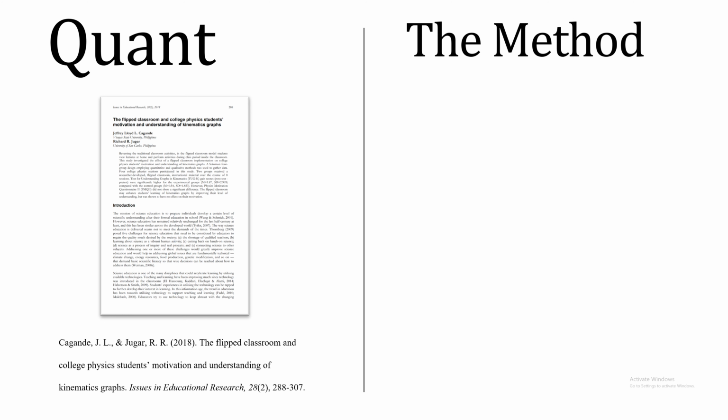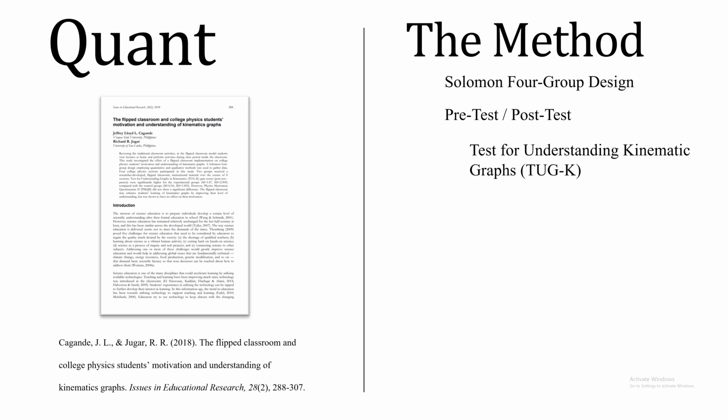The method is very straightforward. They use a Solomon 4-group design, which means they administer pre-tests and post-tests, but they only give the pre-tests to 2 of the groups, one experimental, one control. Everybody takes the post-test. What they use for their pre-test and post-test for understanding kinematic graphs is the Test for Understanding Kinematic Graphs, or the TUG-K, which is a well-known instrument in physics education research. The other test that they use for motivation is the Physics Motivation Questionnaire 2, or the PMQ2. Again, this is a well-known instrument in physics education research.